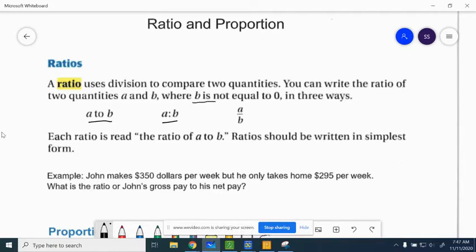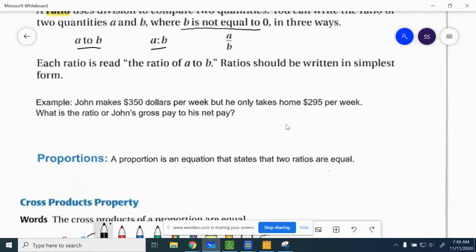And of course, we cannot have B equal to 0 because we cannot divide by 0. Each of these ratios is read as the ratio of A to B, and ratios should be written in the simplest form. So let's take a look at an example here.